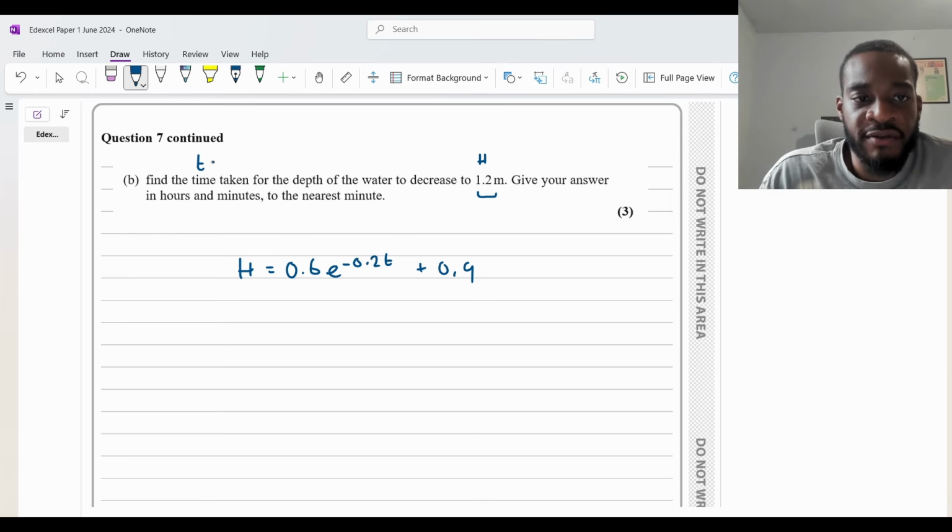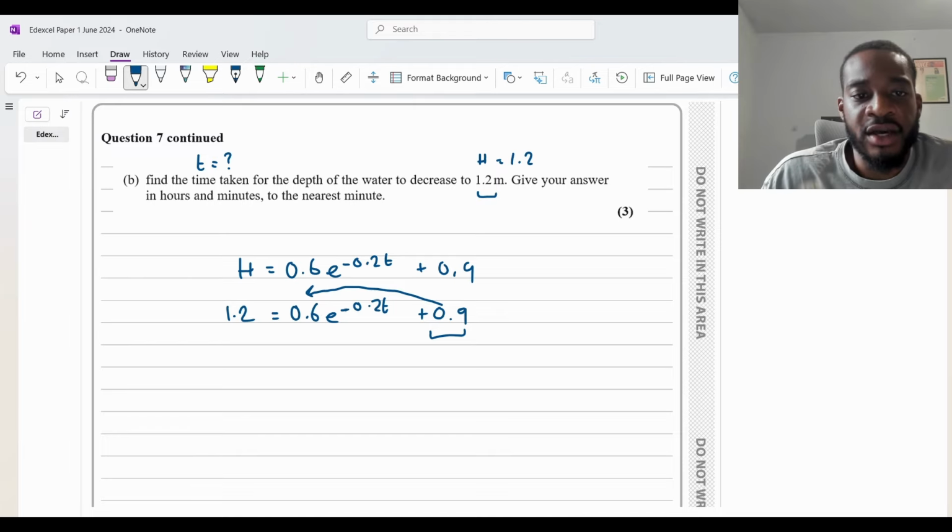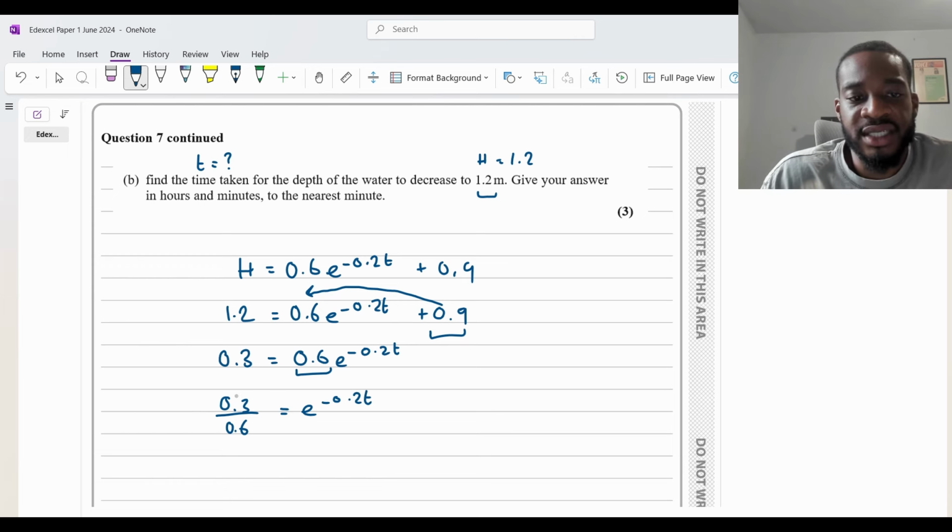So all we're going to do here is say we're looking for t when h is equal to 1.2. So that means we can replace that with 1.2. And then we have 1.2 is equal to 0.6 e to the minus 0.2 t plus 0.9. So it's just a matter of solving that. First, I'm going to take away that 0.9. So that means if I move that over, that's going to be 0.3, isn't it? So it'll be 0.3 is equal to 0.6 e to the minus 0.2 t. I'm going to divide by that now, aren't I? So I'm going to have 0.3 divided by 0.6 is equal to e to the minus 0.2 t.